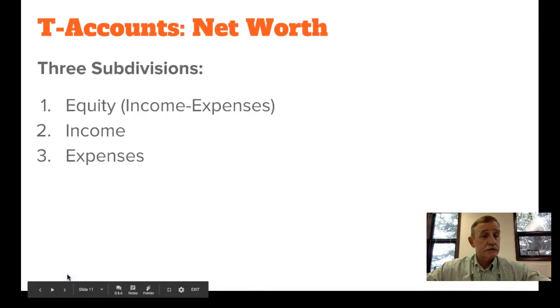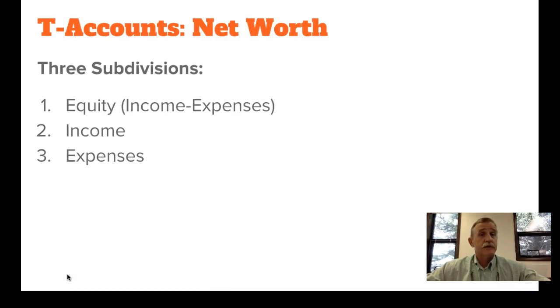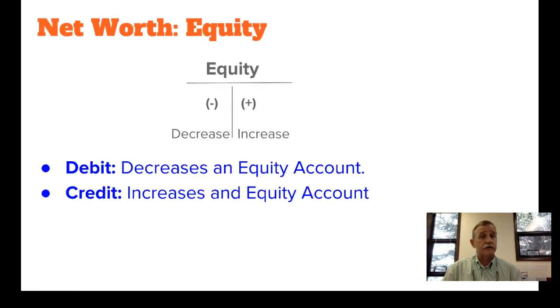Three subdivisions of particular T accounts, three of the net worth. We've got equity, which is income and expenses. Okay, and then we also have different income accounts and different expense accounts. Okay, and they're handled a little bit different.